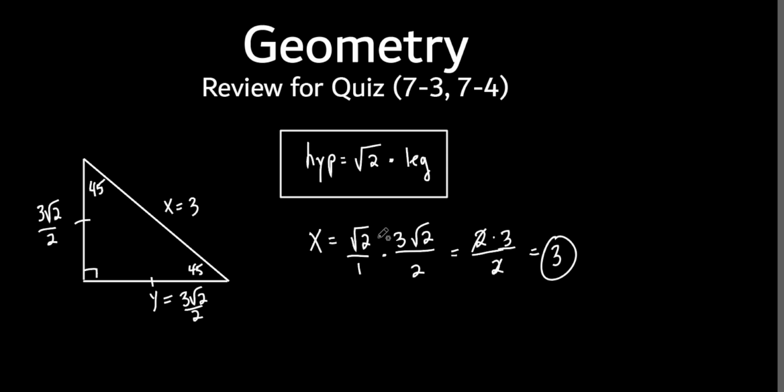Let me just take a look. Looking at your quiz real quick. Yep. All right. Let's do another one. Let's do one where they give you the hypotenuse as a whole number. All right, so we'll use that same triangle.